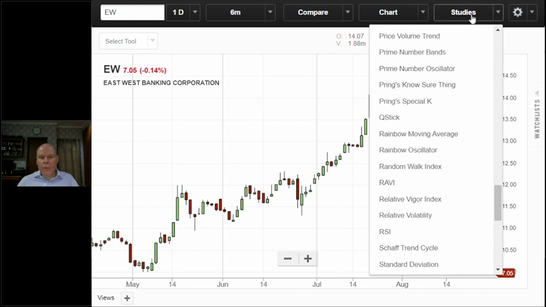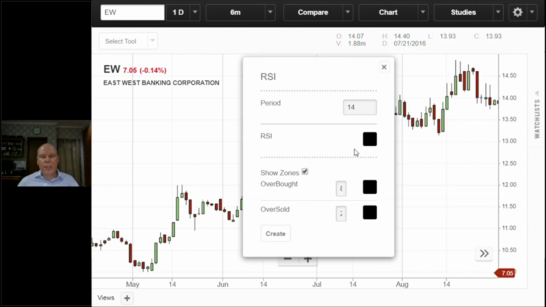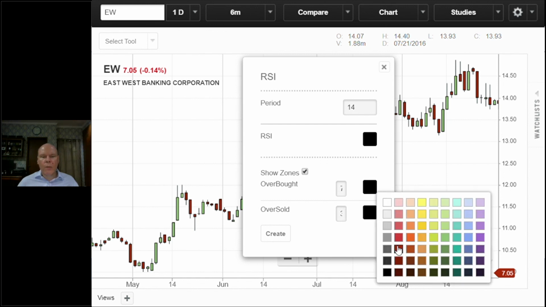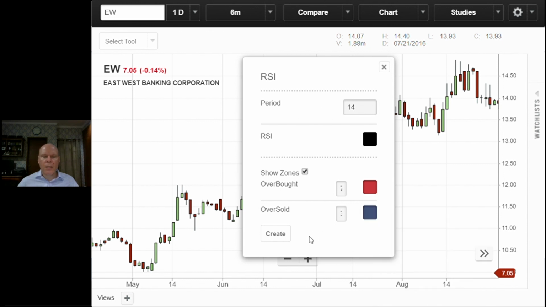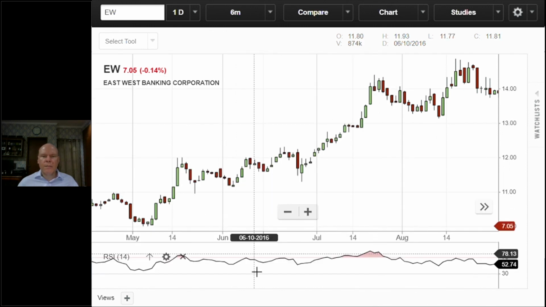All right, so RSI, we find it here. Just leave everything as is except for this. I'm going to change this instead of 80% to 70%. On the bottom, I will make 30%. I will change the color. I will make the top overbought red and the oversold blue so you guys can see it. So here we have it in the bottom. This is the RSI. We'll just widen this.